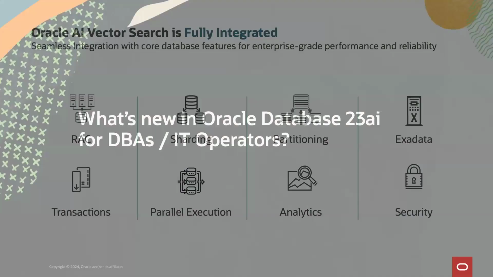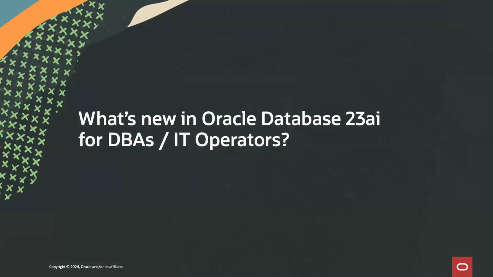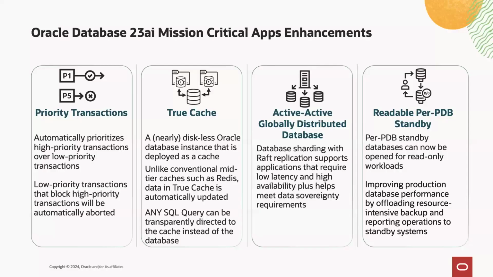Okay, so the next set of things I just want to end up with is what's new for DBAs and IT operators, right? So we have spoken about dev and then AI use cases. I just want to spend a couple of slides on what's new in 23 AI for DBAs and IT operators. So the first thing is, for mission critical apps enhancement, we have something called priority transactions. So the DBAs can easily relate.